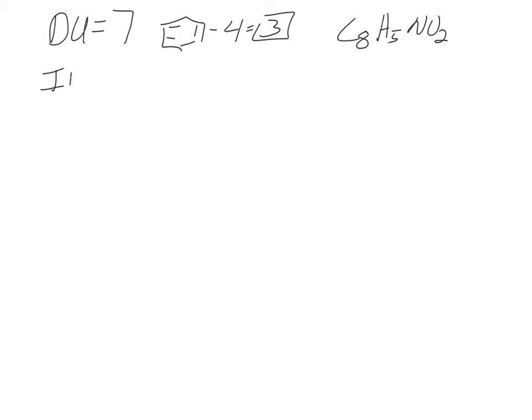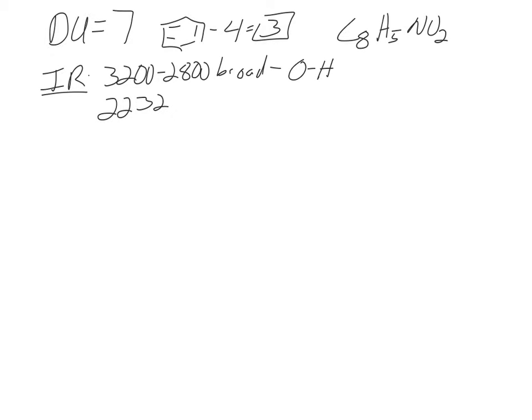IR, what does the IR tell us? The IR we have a peak at 3200 to 2800, and it says it's broad. What does that tell you? OH. Right? Tells you OH. We're not sure. Is that an OH for a carboxylic acid or an OH for just an alcohol? Do we know? Not yet, probably, right? We don't know yet.